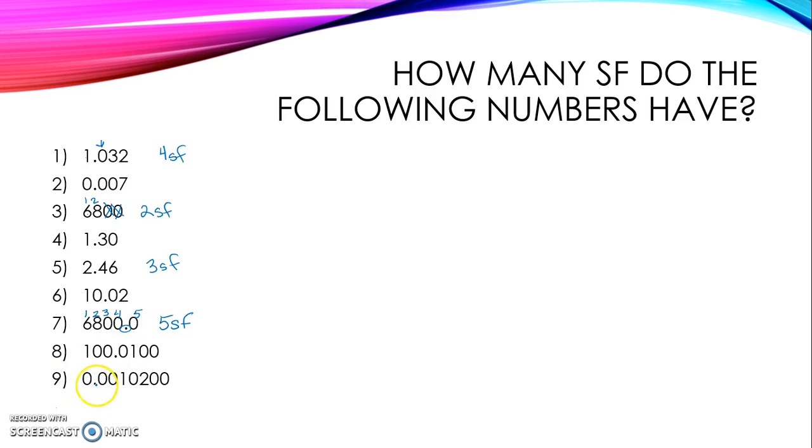All right, here we have 0.0010200. Lots of zeros, right? All right, these at the beginning never count. Why? Because they're leading. The 1 counts. Does the 0 here between those 2 count? Yes, because it's a middle or sandwich 0. The 2 counts because it's a non-zero. And these 2 zeros at the end, do they count? Well, because there's a decimal physically present, guess what? They do. So there would be a total of 5 significant figures here.